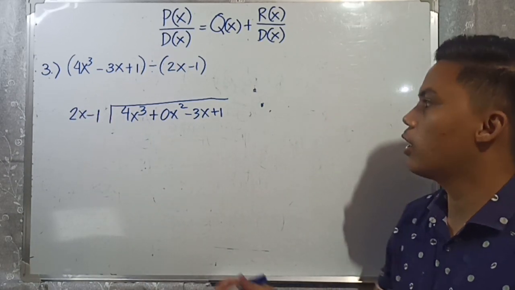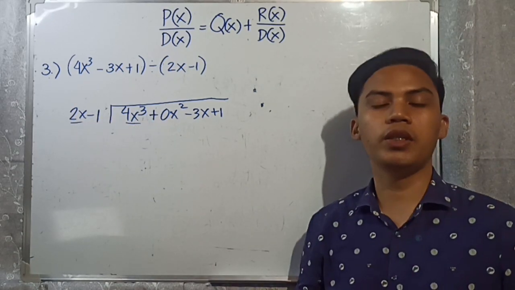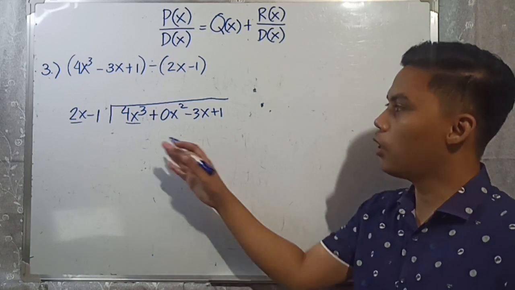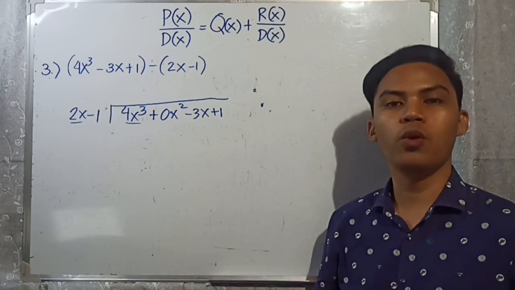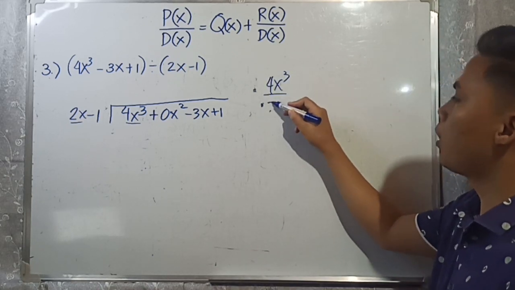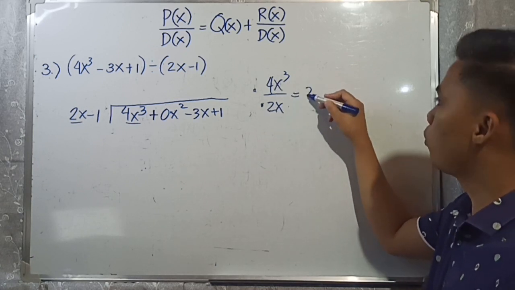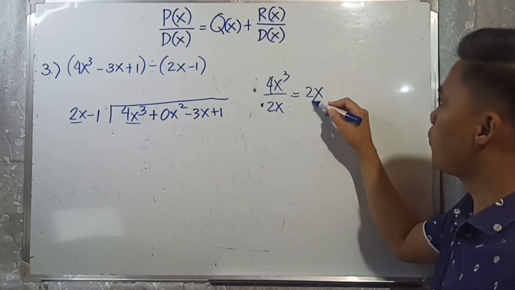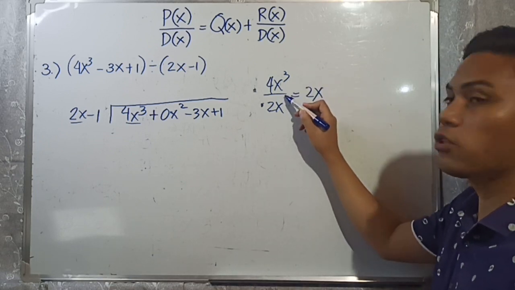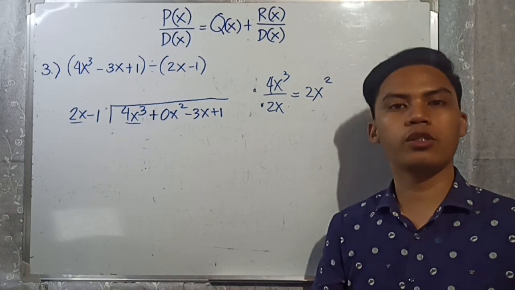Okay, same process. Concentrate tayo dun sa first term. First term ng dividend, i-divide natin sa first term ng divisor natin. So, we have 4x cubed divided by 2x. 4 divided by 2 is equal to 2. Copy yung same variable. Then, yung exponent, we're going to subtract. That is 3 minus 1. Okay, so, the final answer would be 2x squared.